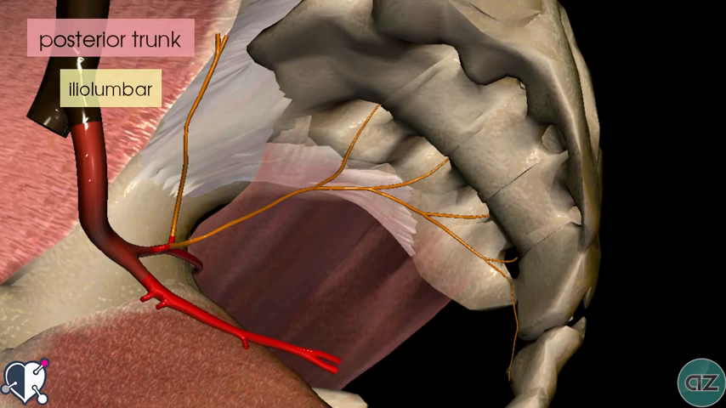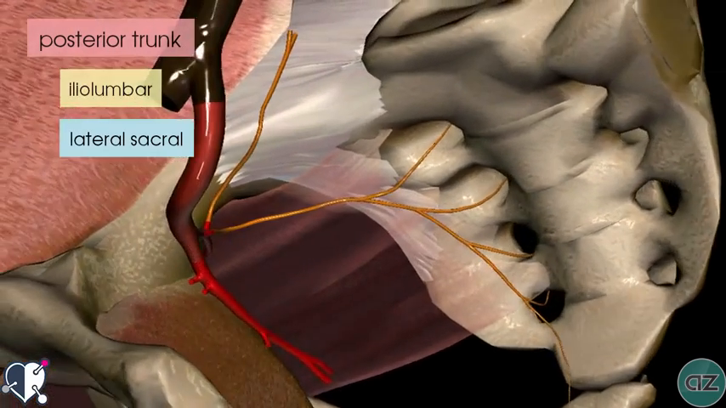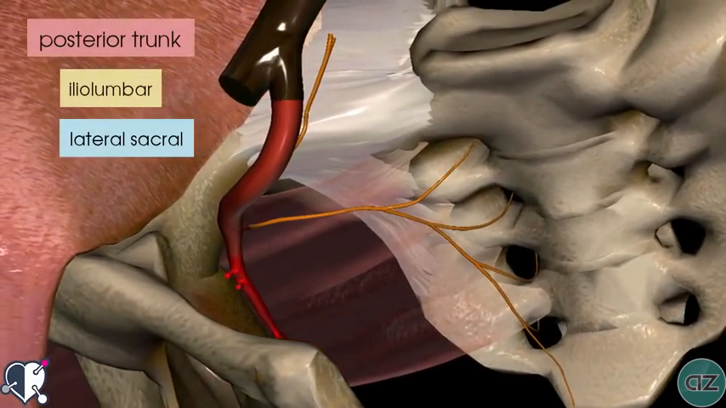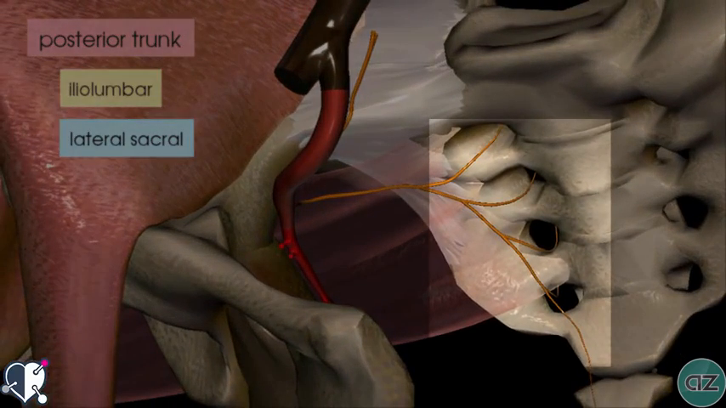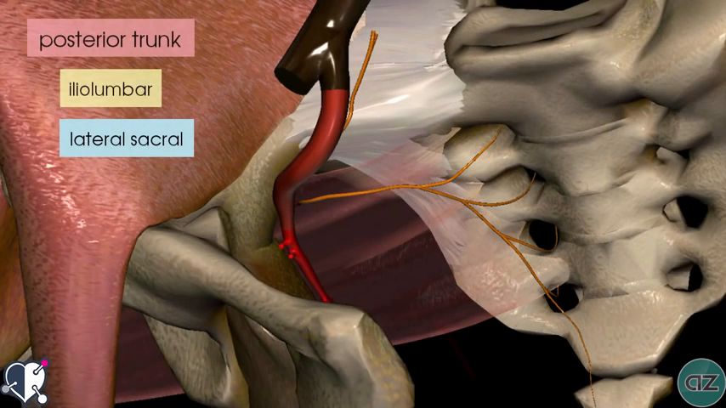So just coming back down again, the next branch is the lateral sacral arteries. So if I just rotate the model around, you can see the lateral sacral arteries here entering the anterior sacral foramina, and this artery runs just in front of the piriformis muscle, which you can see has been made transparent.